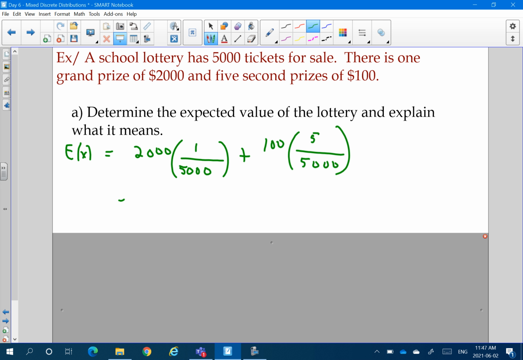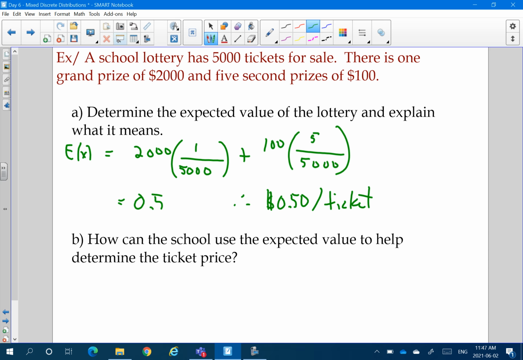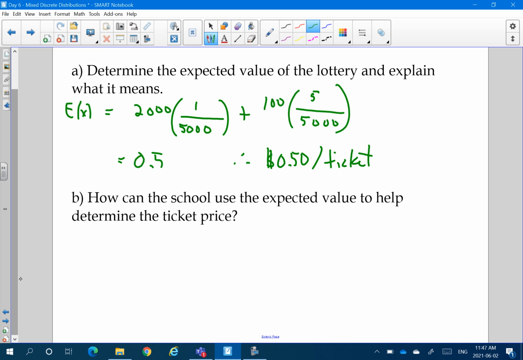So I grab my calculator here. I'm going to multiply these fractions. I'm going to add them up. I'm going to end up with 0.5. Now I know this is a money question, so I'm not going to leave my answer as 0.5. I'm going to say, therefore, that's 50 cents per ticket is the expected value. Okay, so again, I'm taking my answer. I know it's a money question, so I'm converting it into the proper form. How can the school use the expected value to help them determine the ticket price? Well, remember, expected value means it's fair. In other words, 50 cents, this would mean that the school would break even.